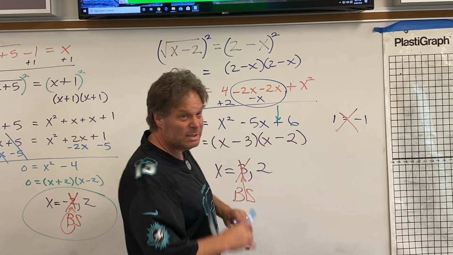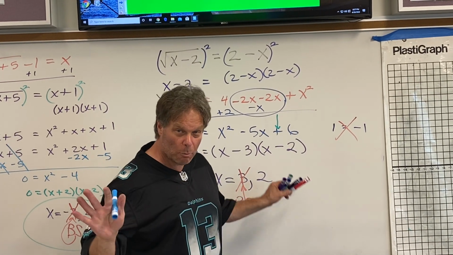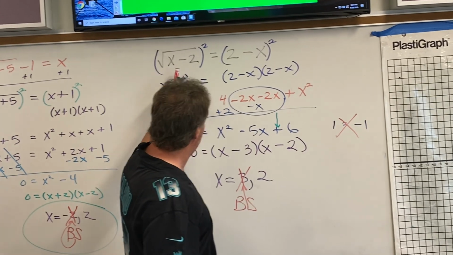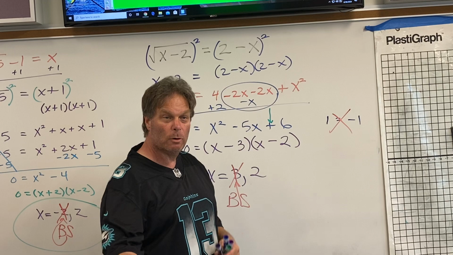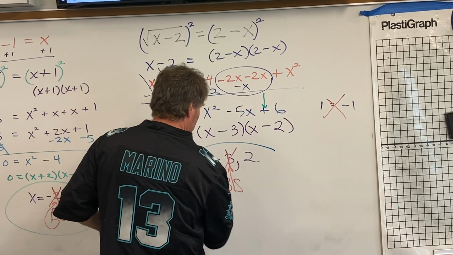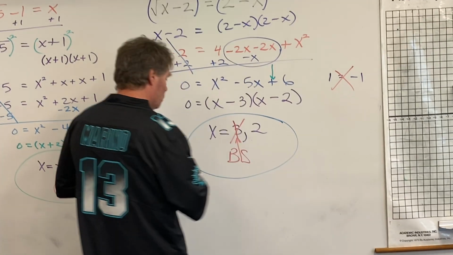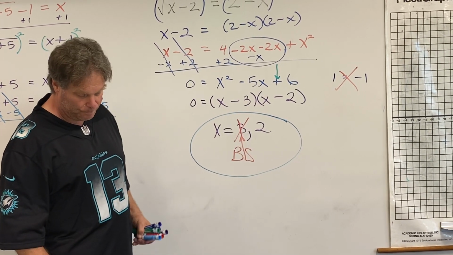And then also, let's try number 2. 2 take away 2 is 0. Square root of 0 is 0. So this is 0, right? Equals 2 take away 2, which is also 0. So 0 equals 0. Yeah, that's true. So 2 is a good solution. So there you go. There were 2 potential solutions. One of them turned out to be bogus. So 2 is the correct answer.